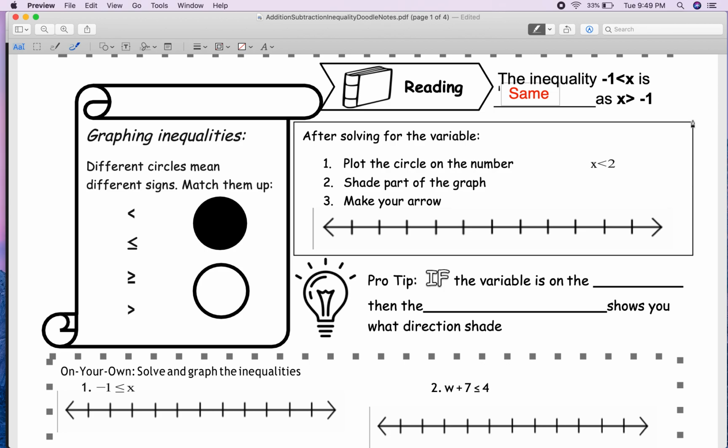When we graph inequalities, we do need to pay attention to the sign. That's going to tell us the different type of circles that we need. On your own page, draw a line to match up which one of these signs is going to be a closed circle and which of these signs is going to be an open circle.